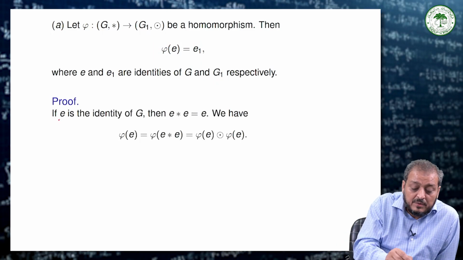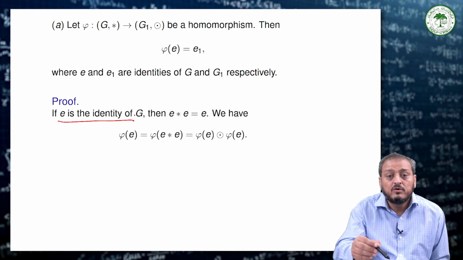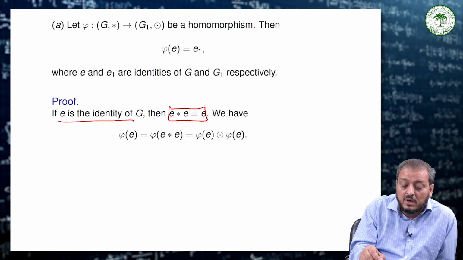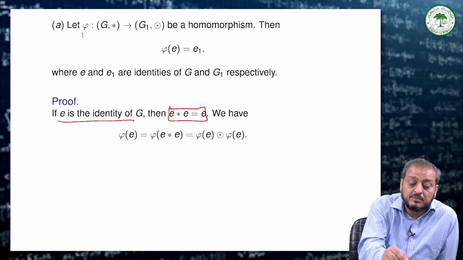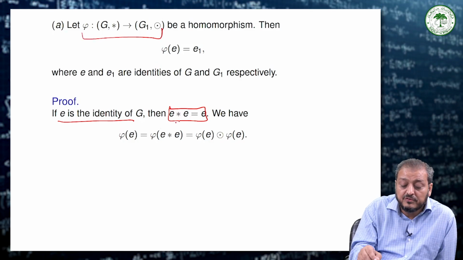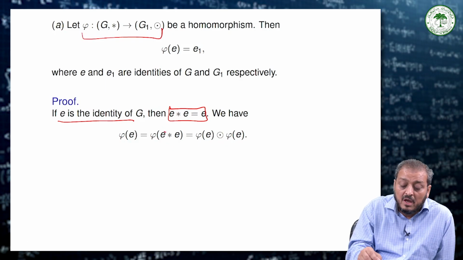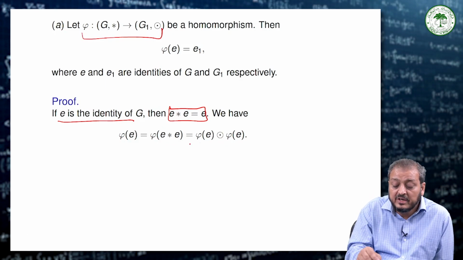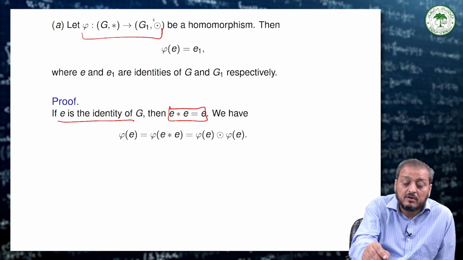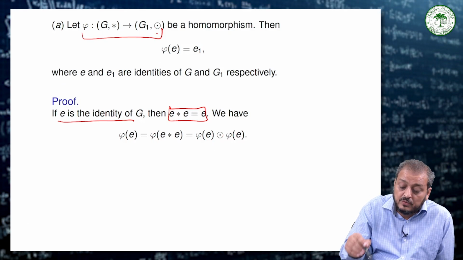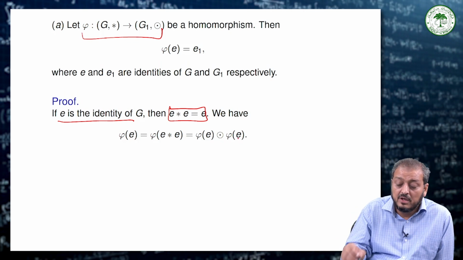G1. Let E be the identity of G. By the property of identity, E composition E is equal to E. Now because this map is a homomorphism, phi of E can be written as phi of E composition E, and by the homomorphism property this is phi of E composed with phi of E under the binary operation of G1, equal to phi of E.